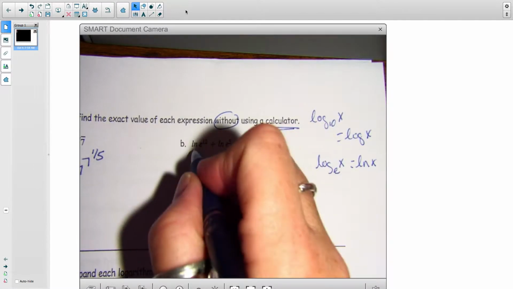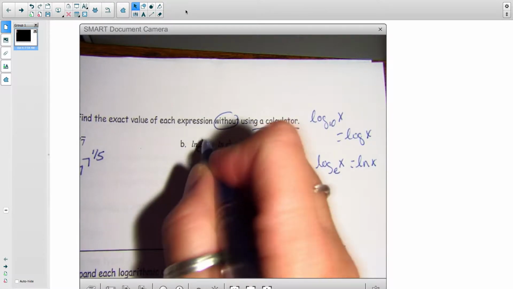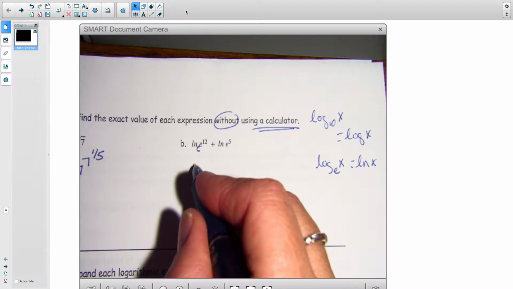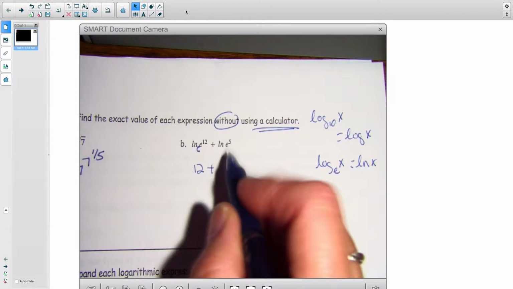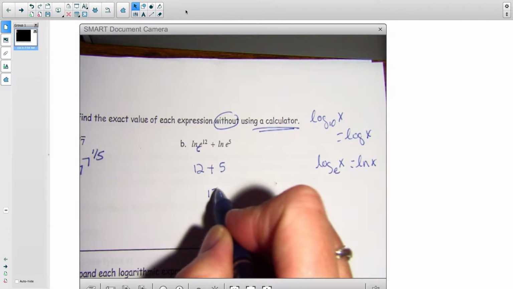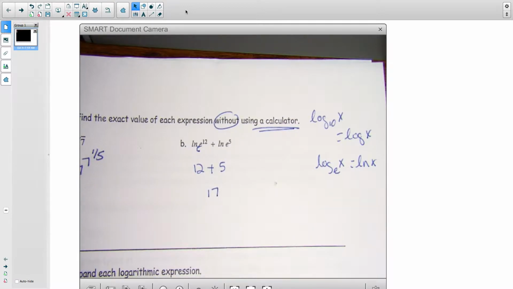And so if this has a base of e, what's the answer? What's natural log of e to the 12th? This one's 12. What's natural log of e to the 5th? 5. And so we get 17. So they just cancel out.